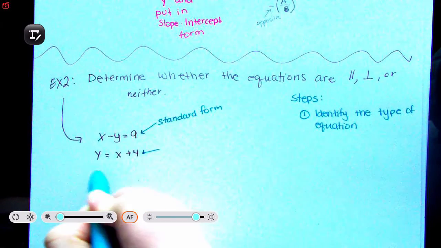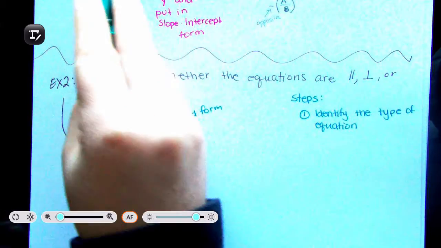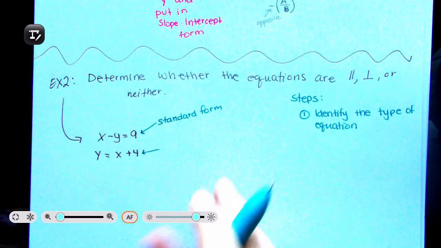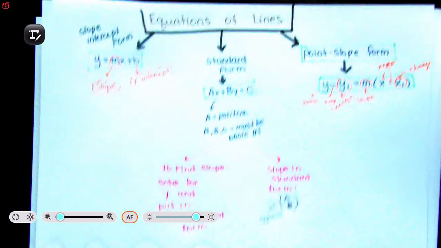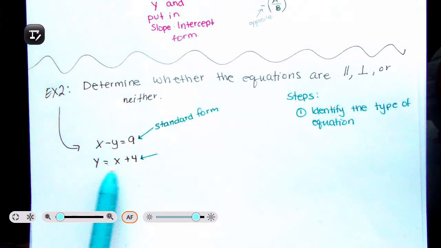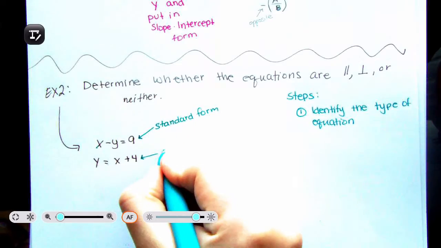What do I have? I have an equation y equals. That means I have an equation in, and what I just pointed to is here, y equals x plus b. So what do I have? I have slope-intercept.